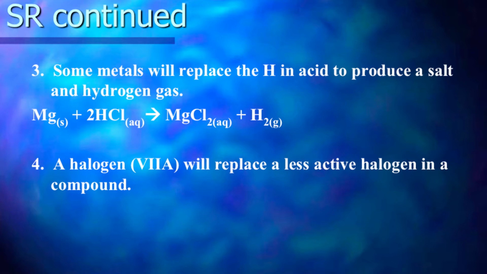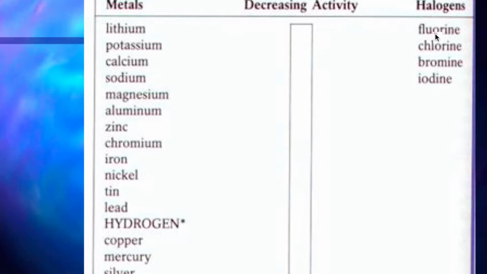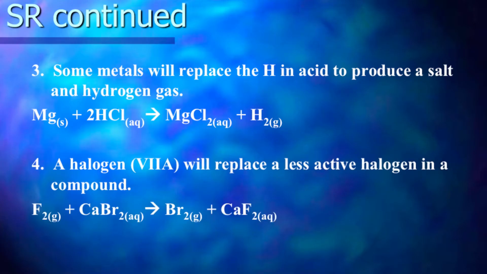And then the last rule is some halogens are less active than other halogens. If we go up and look at that real quick, you see that fluorine is the most active and iodine is the least active. And that's true of the periodic table. Fluorine's on top, iodine's on the bottom. So that part's easy. One halogen will replace the other.